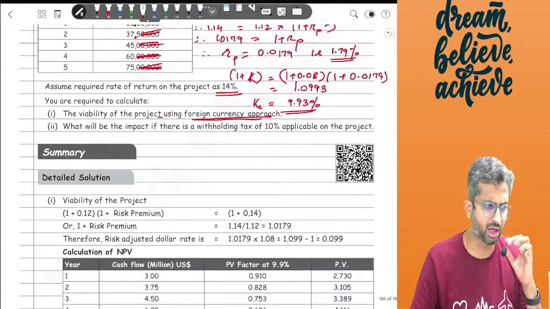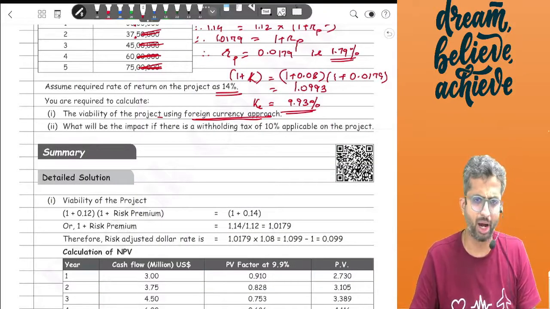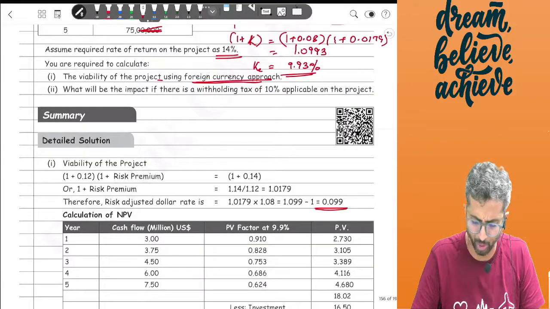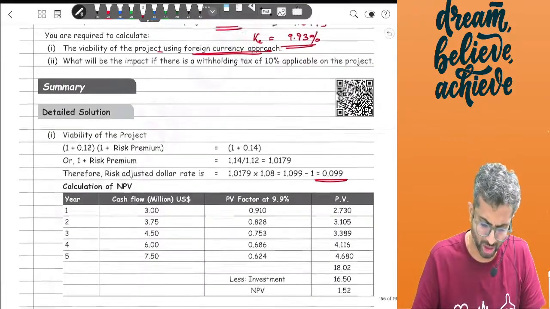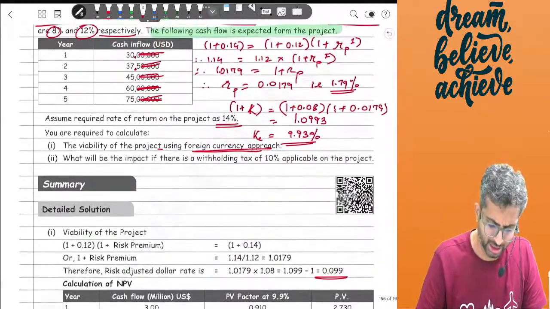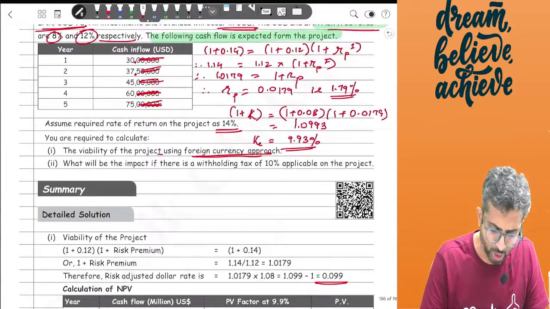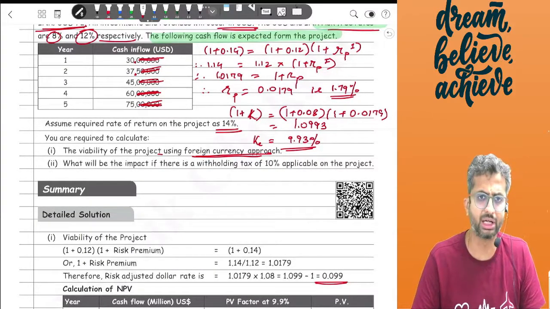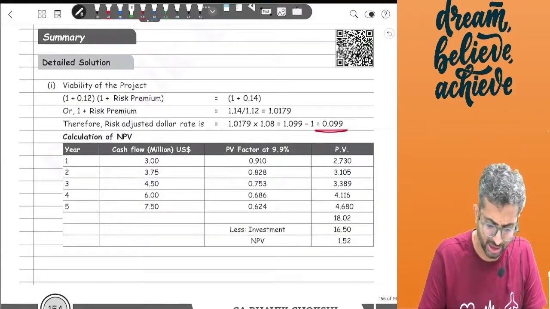Now this is the crux. If you are able to crack this, you are by and large sorted. So over here this is 9.9, or 9.93 to be more accurate. Once you do that, you will say that okay, these are the cash flows. You discount it at 9.9%. Mathematically, this is just pure solving.